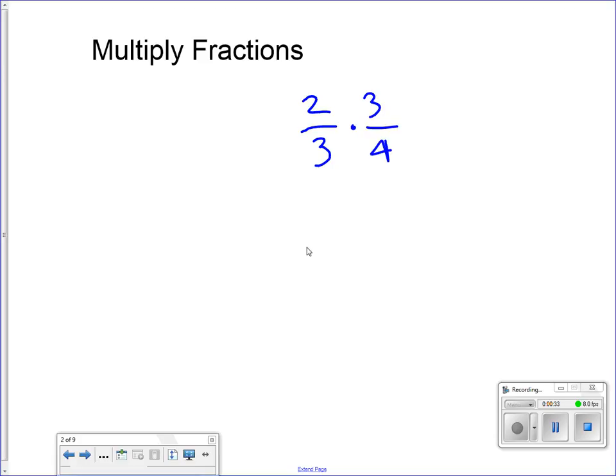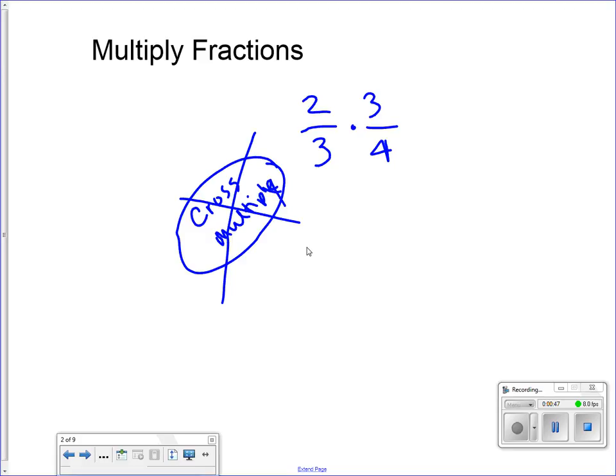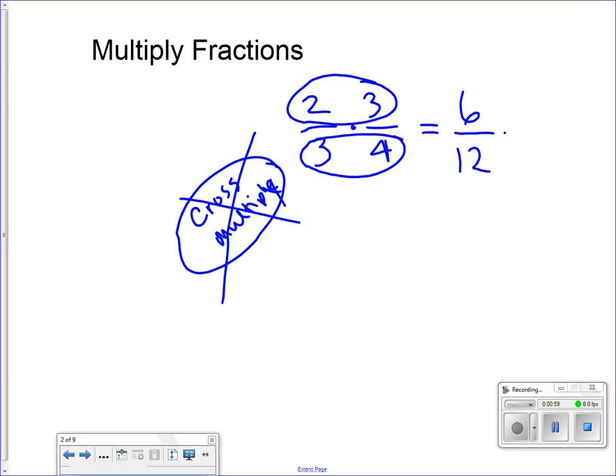So let's multiply 2/3 times 3/4. When you multiply fractions, remember you never ever want to say cross multiply. That is incorrect. What you're going to do is multiply the numerators, so 2 times 3, and multiply the denominators. And then I see that this one simplifies, 6/12 simplifies to 1/2.